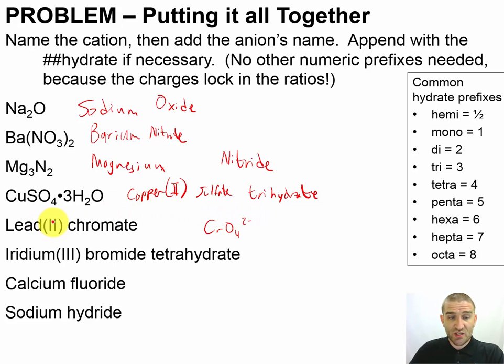Lead, the Roman numeral is telling me that it's a 2+, so it'll be Pb 2+, CrO4 2-. I'm going to put that together to make the whole formula, and I don't need the charges in that moment. A +2 and a -2, that's easy. So now I just move my Pb over and write PbCrO4.